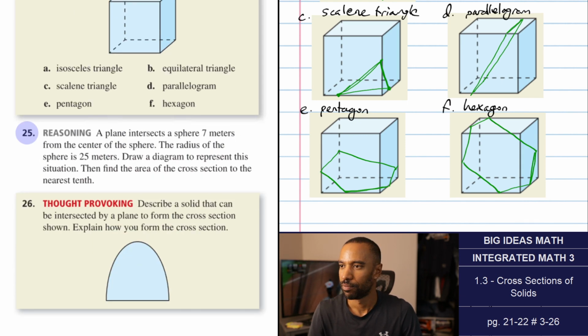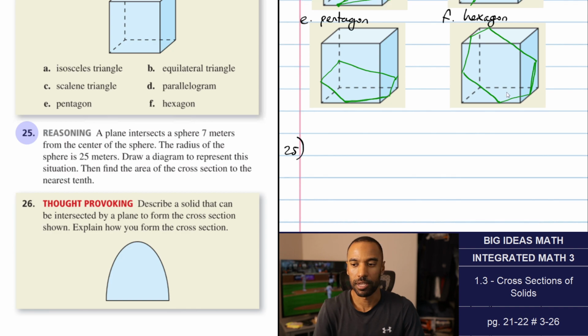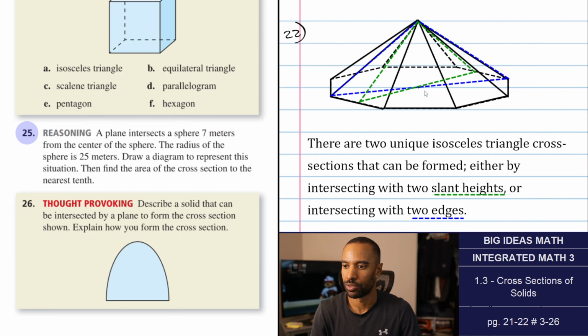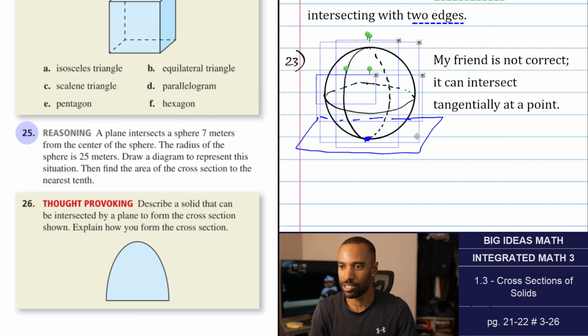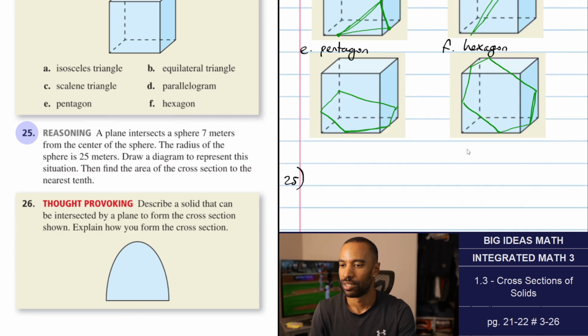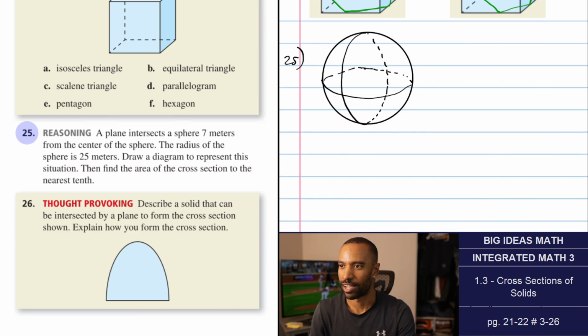Number 25. A plane intersects a sphere 7 meters. Oh, I have to draw another sphere. Let me copy my old sphere I just drew. That's a decent looking sphere. I don't know if I like the back side of my own cross section, but all right. Let's fix the back. Then we'll read the question.